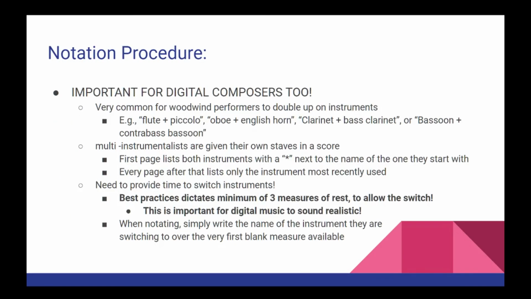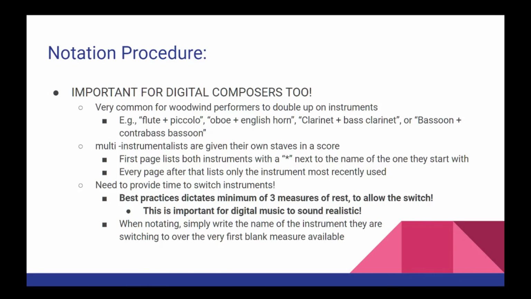Now, the very last thing I would like to touch on in this video is just a little bit of notation procedure that should be useful for everyone, even if you don't plan on writing down your own music. As we've touched upon in these past two videos, it's very typical for woodwind players to perform multiple instruments. For example, one of the clarinet players may double on the bass clarinet, or an oboe player may double on the English horn. In these instances, these multi-instrumentalists are given their own staves in the full score. The very first page should list all of the instruments that they are responsible for, with a small asterisk next to the instrument that they will be starting the piece with. The following pages will only list the instrument most recently used by the performer.